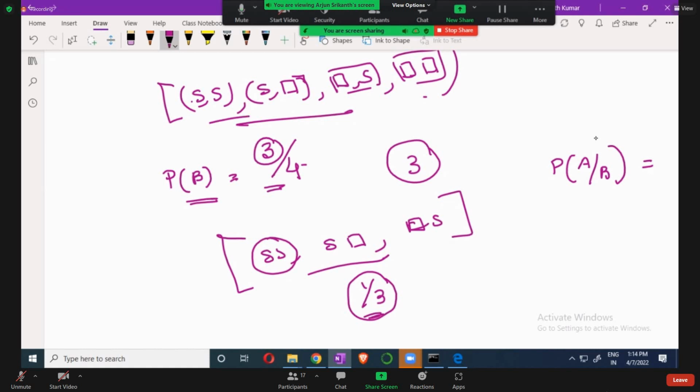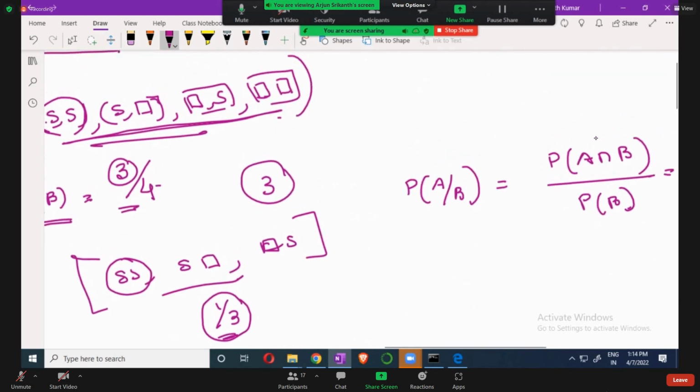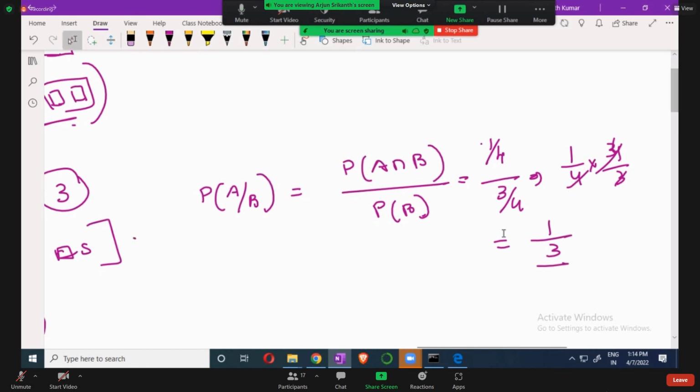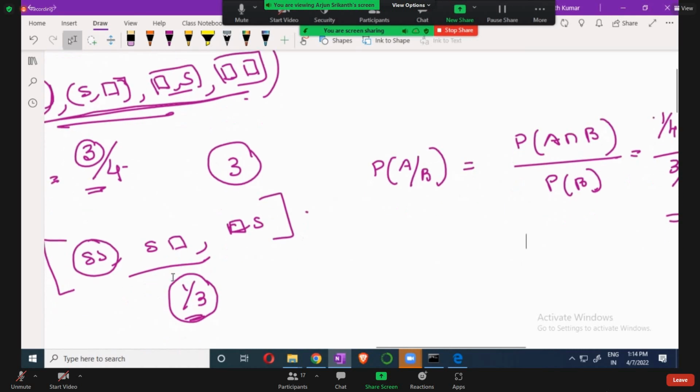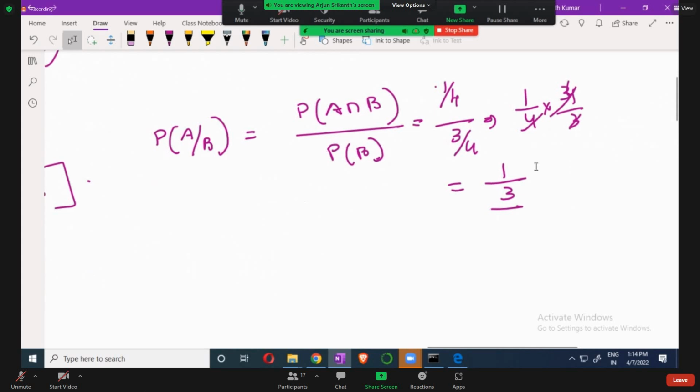In this, if I want the probability of A, guys, what are the chances of getting double SS over here? When I take it all, this is 1 by 4. And what is the probability of B happening? The probability of B is 3 by 4. Now this is 1 by 4 into 4 by 3. This and this will get cancelled. We will get 1 by 3. That is what we got when we did it mathematically. This is the way we did it with the geometrical one. This is the mathematical one. You will get 1 by 3.